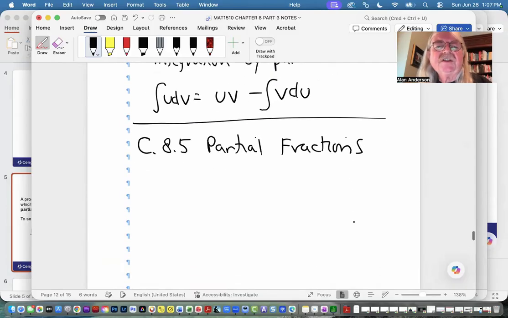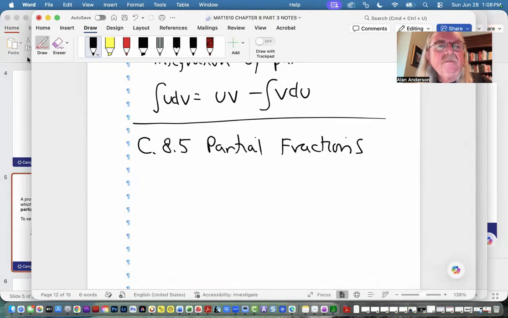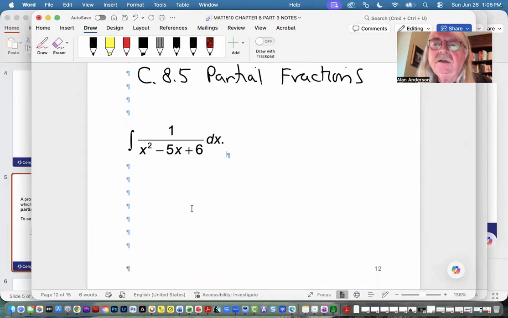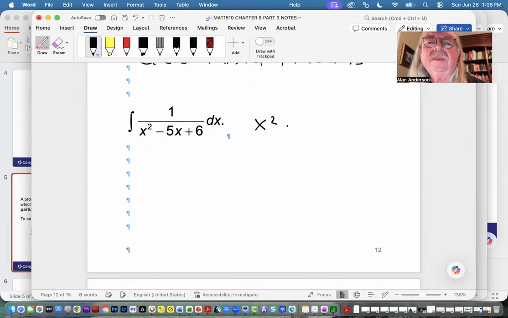All right, so the first example they're going to give us is this one. Now, by the way, I don't think there's going to be any cases where the denominator is of higher order than 2, but we'll see how that goes. In other words, mostly we'll be dealing with linear and quadratic functions.